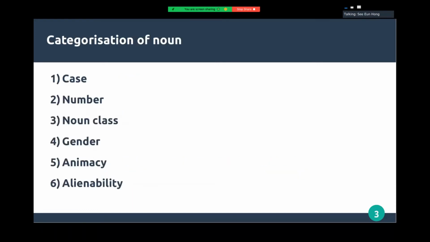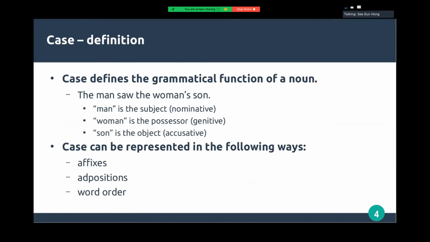So these are some of the different ways in which nouns can be categorized. So firstly, we have case. The case defines the grammatical function of a noun. So in the sentence, the man saw the woman's son, well, the word man is the subject who has performed the action of seeing. The word son is the object, the direct object who has received the action. The word woman is the possessor who possesses the son.